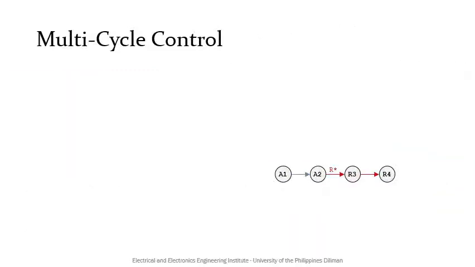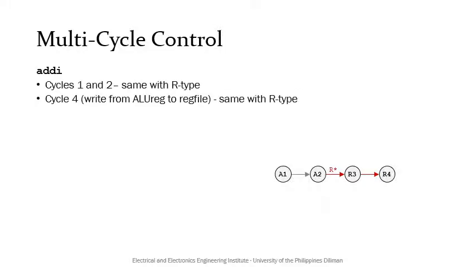Here we have the first 4 identified states for R-type instructions. We then proceed by including the states for other instructions, starting with addI. For addI, cycles 1 and 2 are the same as R-type. Cycle 4 is also the same, where we write from ALU reg to the register file. The only difference is the third clock cycle, where we use the sign extended immediate instead of the second register operand. Thus, we add this new state at the third clock cycle, which we will call I3.